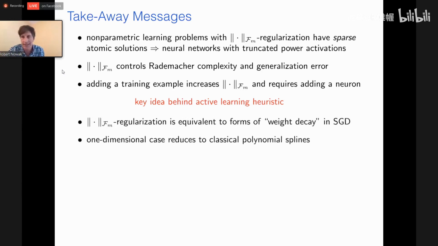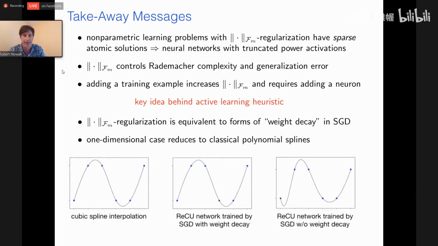A couple of things that I didn't have time to talk about. First of all, this F-norm regularization is equivalent to certain forms of weight decay in stochastic gradient descent training of neural networks, and so it's very easy to implement this in practice. And another cool fact is that if you reduce this to the one-dimensional setting, you get back to classic polynomial splines. These are just classical polynomial splines in 1D. I'm going to finish by illustrating those last two points with a little example.